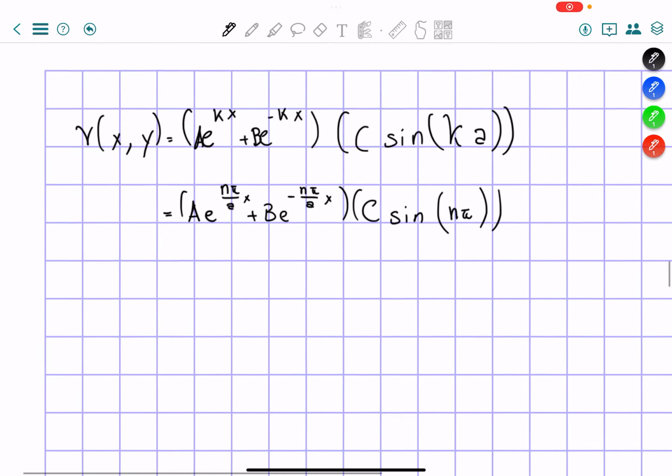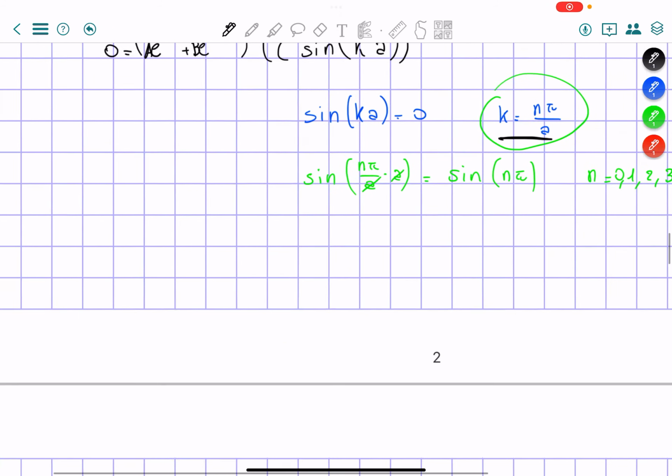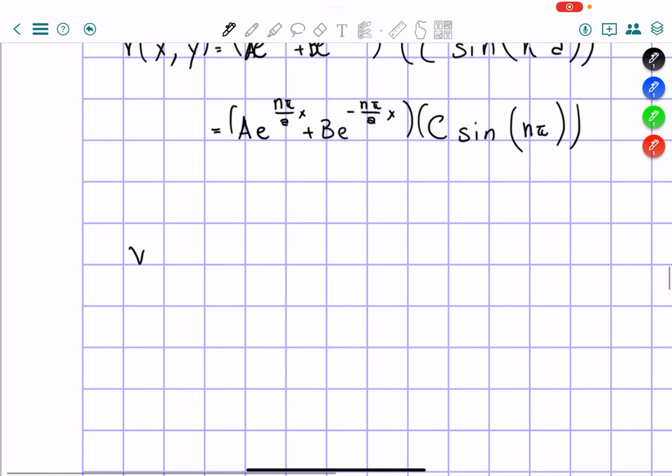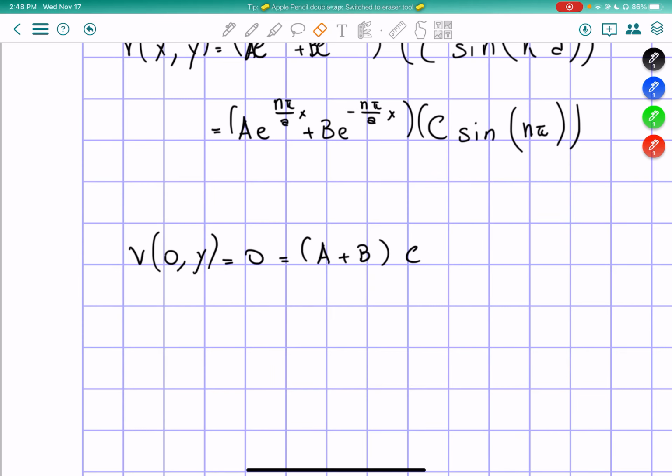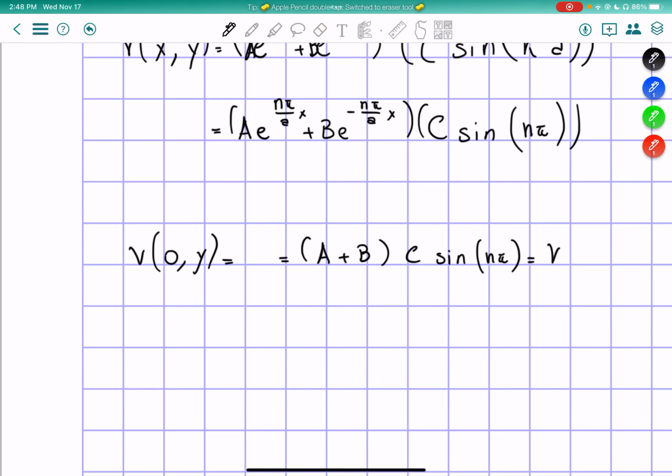Okay, so our third condition tells us that v is equal to v naught when x equals 0. So let's plug in x equals 0. So v of 0 and y is equal to what we have here. We're going to have a, then e to the power of 0, which is equal to 1, so a plus b, all times c times sine of n pi, is equal to v naught.